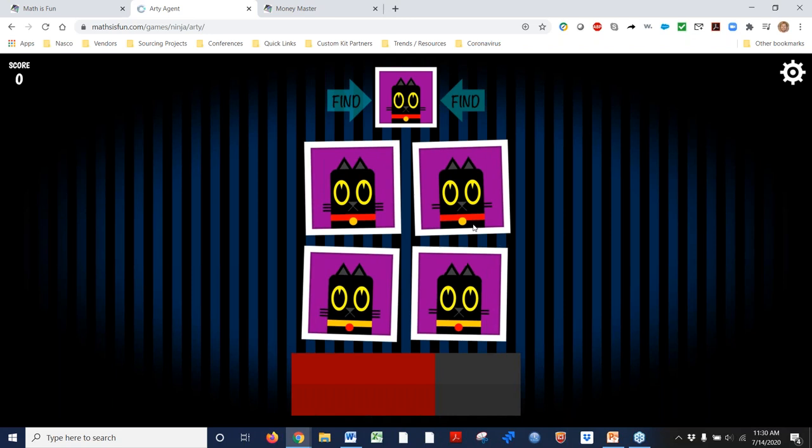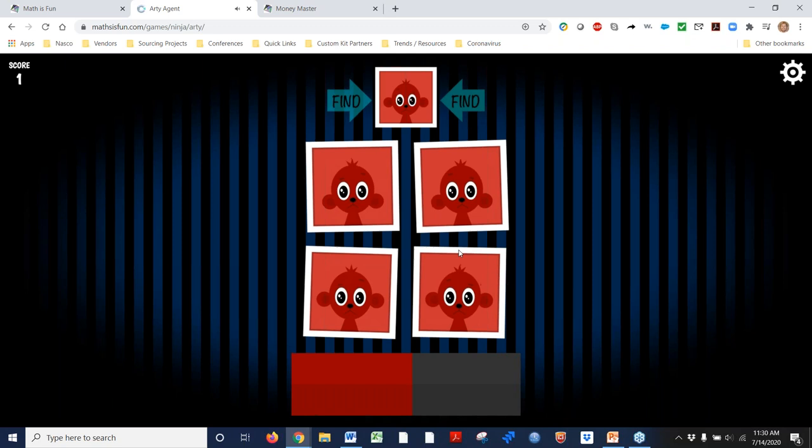So this is a great way for students to look and focus on that one element that differentiates it from the rest. Now in this case, it's the eyebrows. Look at the eyebrows. So we know this is incorrect. And we also know that this is incorrect. So we know it's one of these two. So what's the difference between these two?